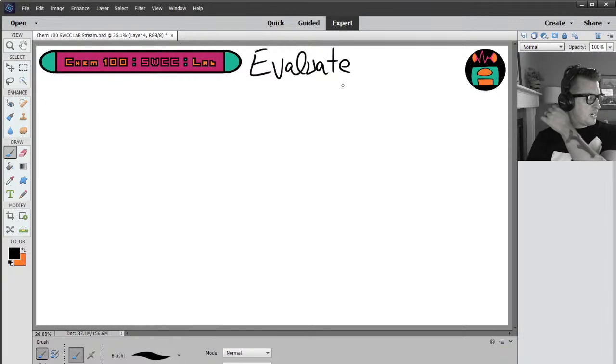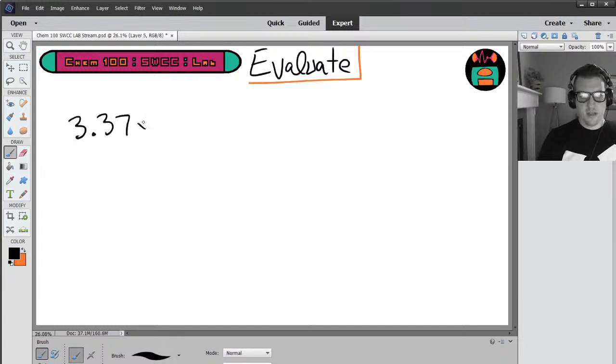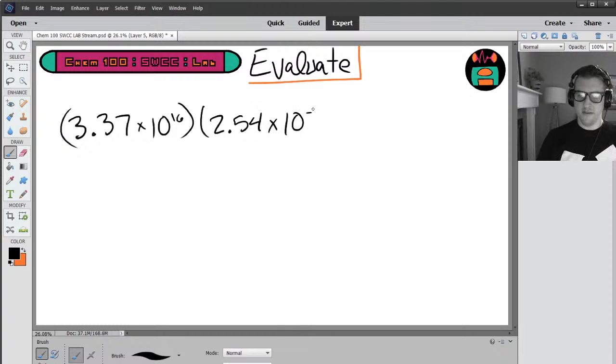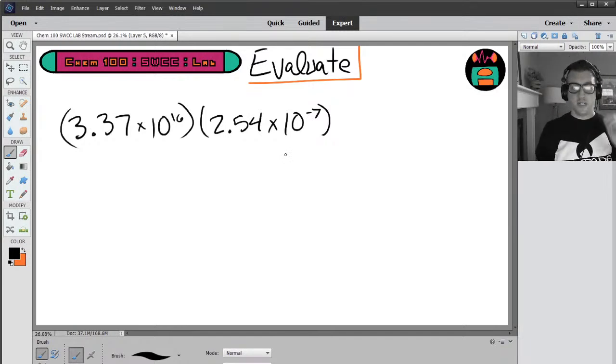And we need to express our answer in scientific notation. So let's do just that. Let's do 3.37 times 10 to the 16th times 2.54 times 10 to the negative 7th. All right, let's evaluate this and write our answer in scientific notation.